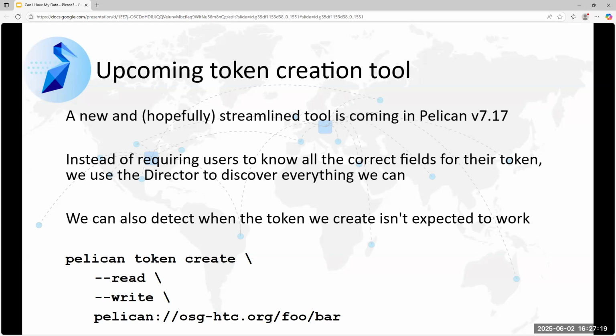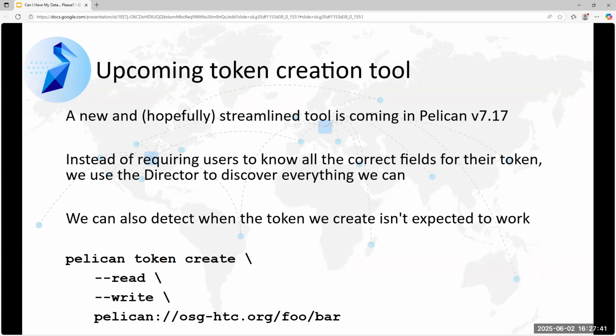So this is a complicated procedure. It's confusing to people who aren't computer scientists, and we're continually trying to think of ways to make things just a little bit easier for people. So we have a new tool coming in Pelican 7.17. Instead of Pelican origin token create, it's going to be Pelican token create. So we've stripped out one word.